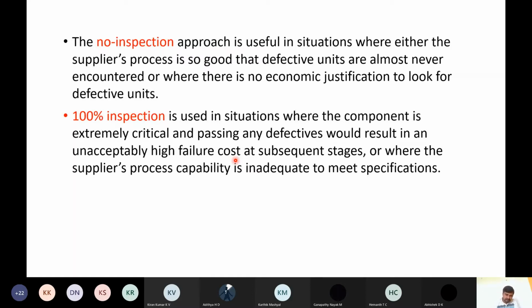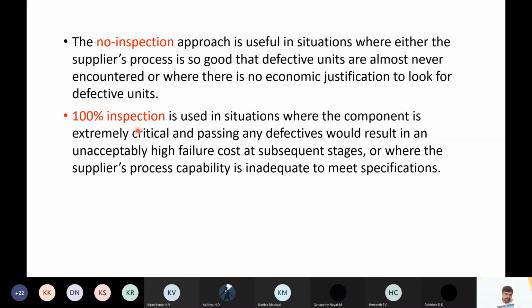But with advanced technologies we can go for 100% inspection, and for that there must be a proper justification, like if the components manufactured are critical. Where you cannot afford to manufacture even a single defective, the consequences are severe. If defective components are released into the market and the consequences are severe, then companies prefer to go for 100% inspection.